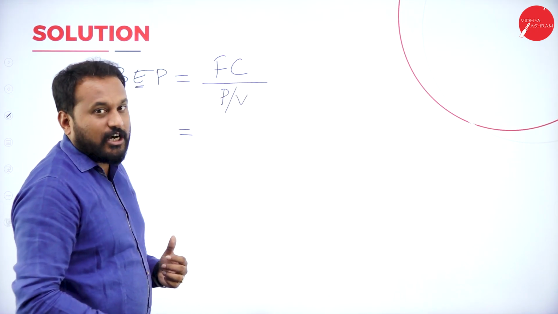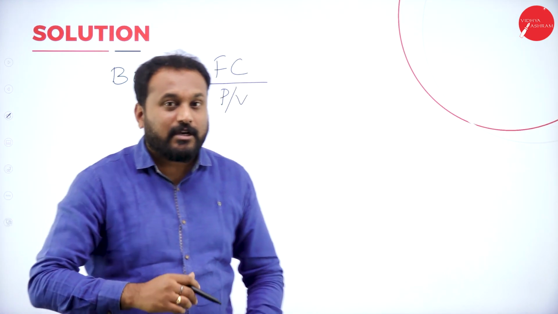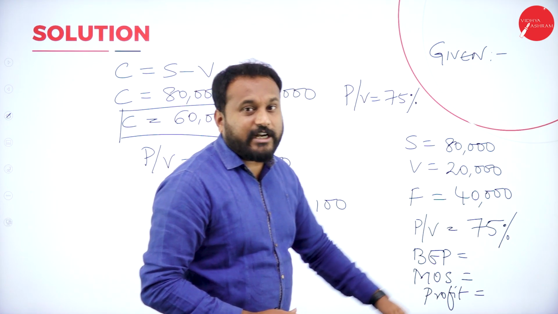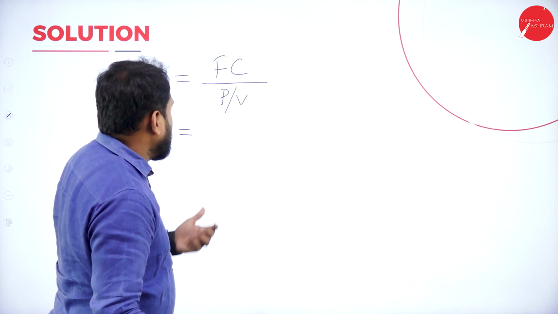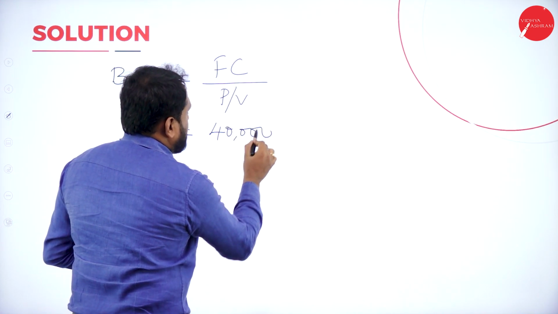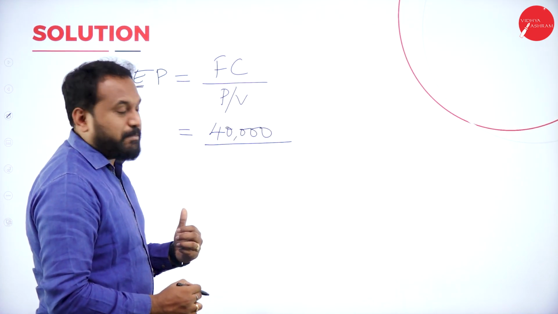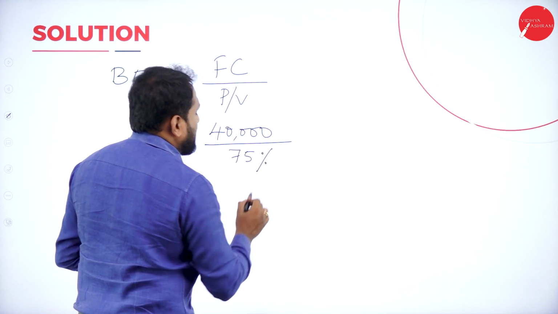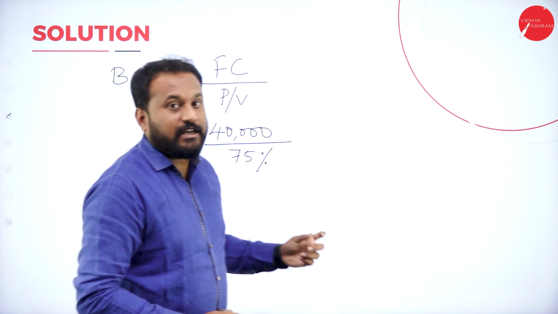What was my fixed cost? Now you are supposed to go back and know what your fixed cost is. My fixed cost is how much? 40,000. Now I'll be writing here 40,000 divided by, now what is my PV? 75 percentage. Never forget to put this 75%.